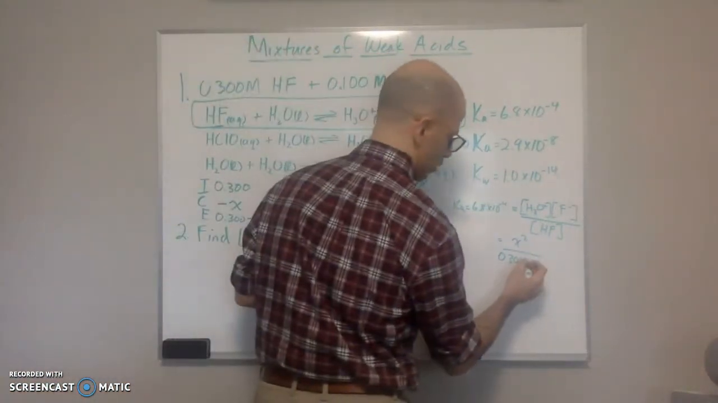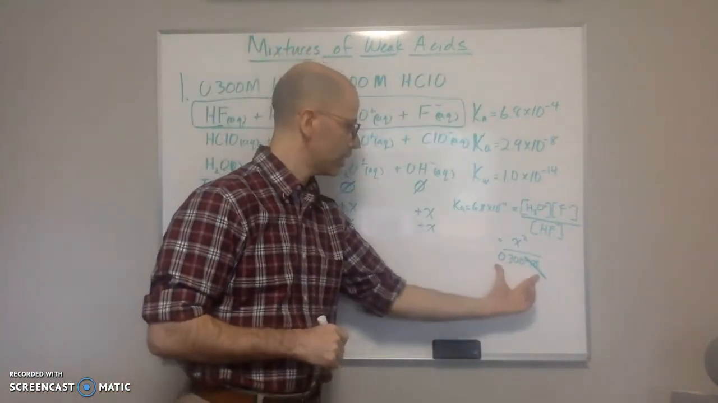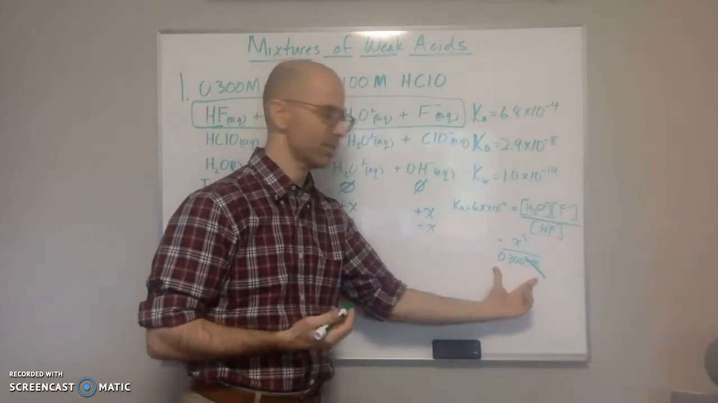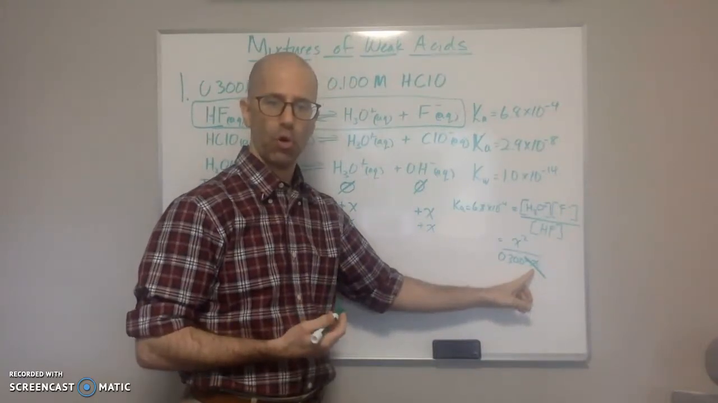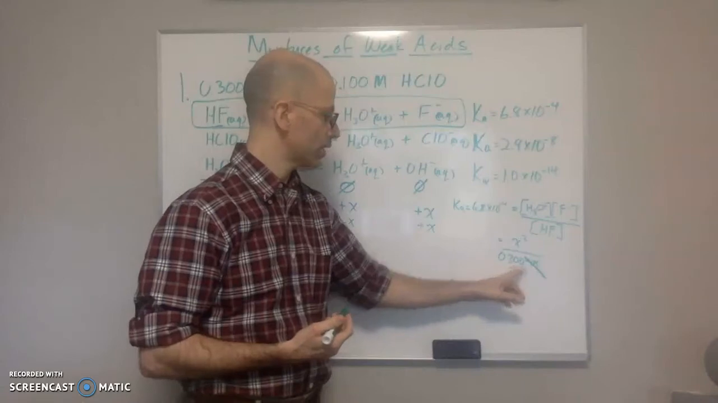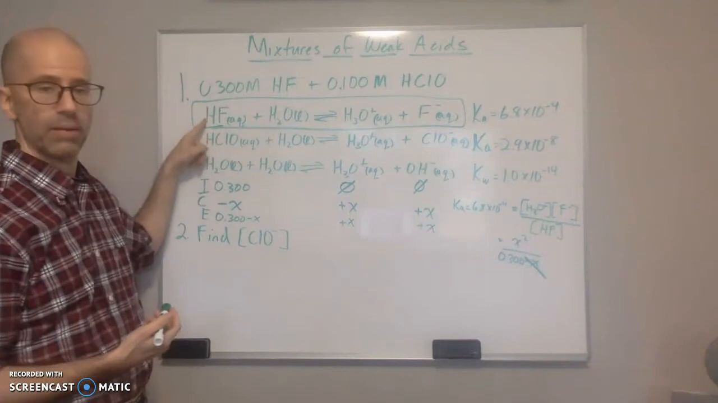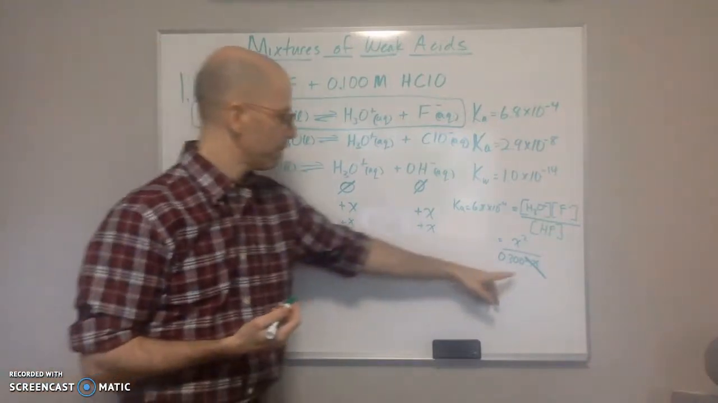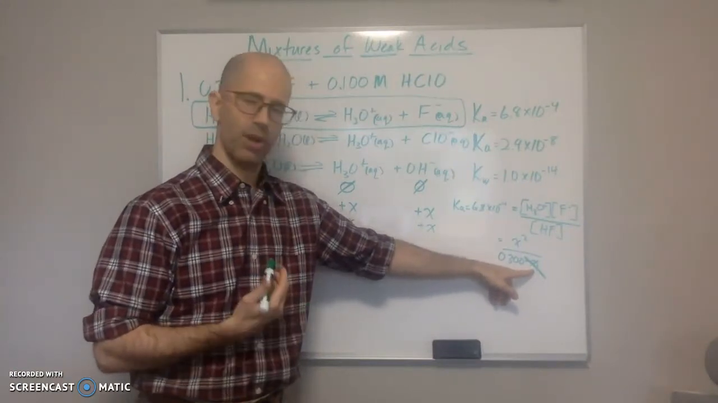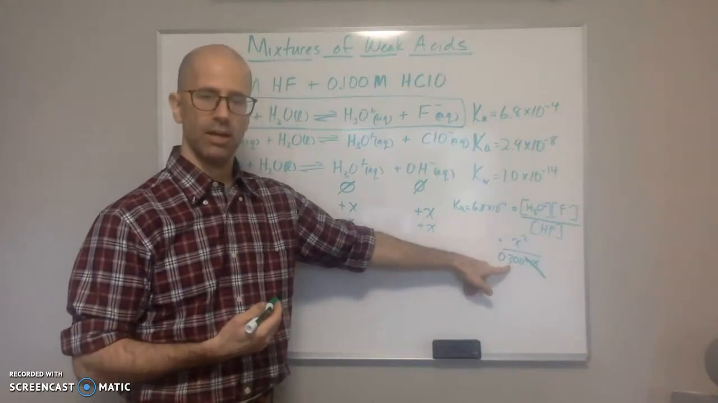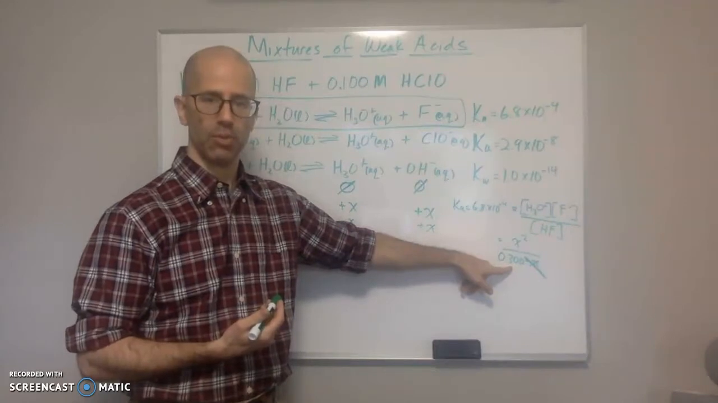So let's get rid of the minus x here. Again, the x is too small approximation is basically saying that the amount of H plus that is formed is not going to change, or the amount of x that is lost, right? So if we're losing a certain amount of HF, what we're saying is that the amount of HF that we lost in the reaction is going to be very, very small compared to the amount we started with. So basically, we would still end up with practically 0.300.